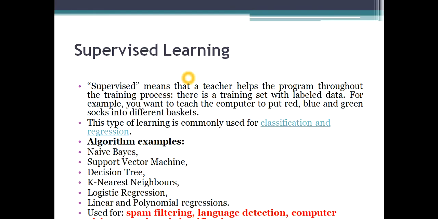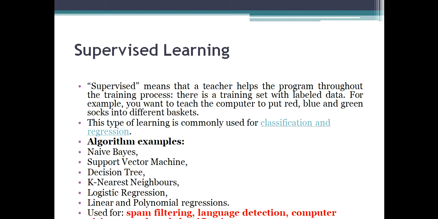We have supervised learning, semi-supervised learning, reinforcement learning, unsupervised learning. So let's talk about each of them. Supervised means that a teacher helps the program throughout the training process. So there should be a supervisor. This supervisor means there is a training set with labeled data. What I have said, labeled data.